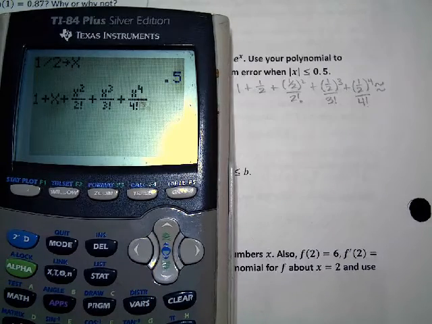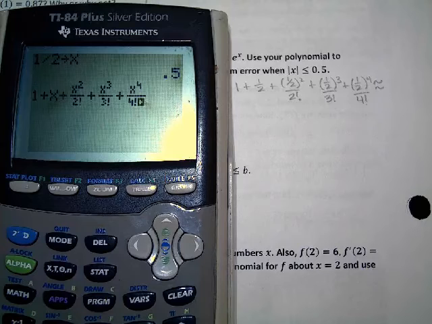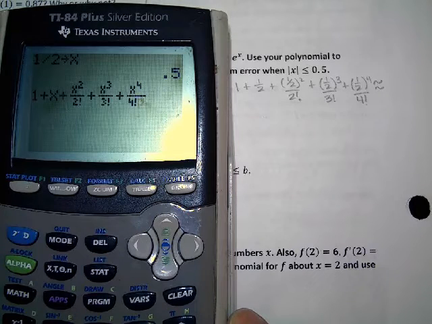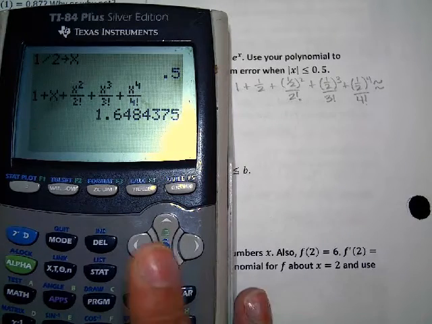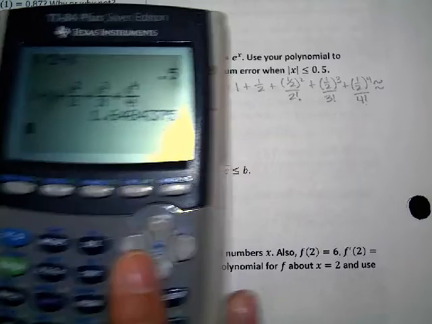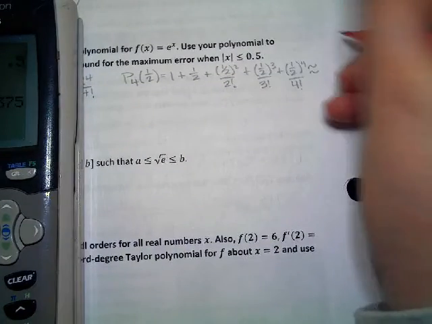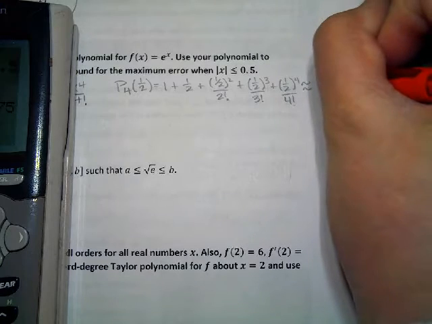Okay. Everybody got it typed in? Yes? Okay. So I got 1.648. Is that what we got? 1.648. Okay.